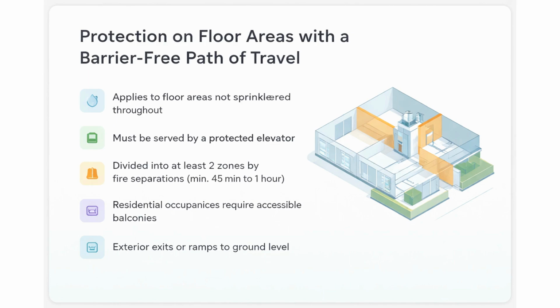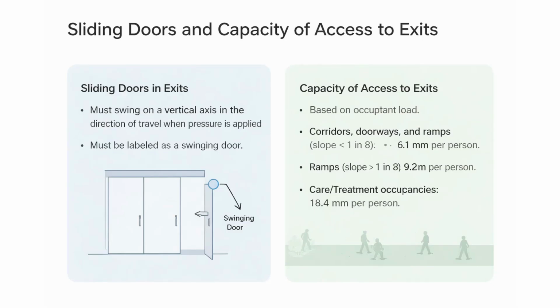When it comes to the means of egress, even sliding doors must be designed to swing open on a vertical axis when pushed, ensuring they don't impede a panicked crowd. We also have strict formulas for calculating the capacity of these access routes. For most corridors and doorways, the required width is based on 6.1 millimeters per person.